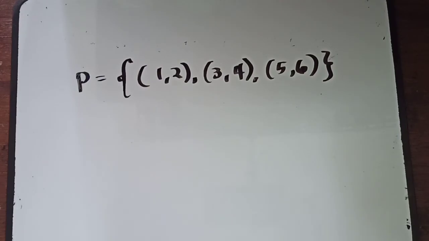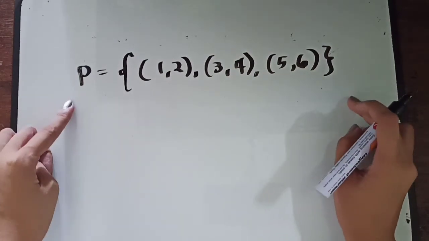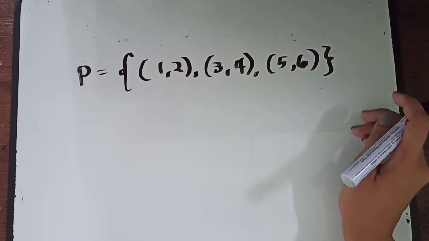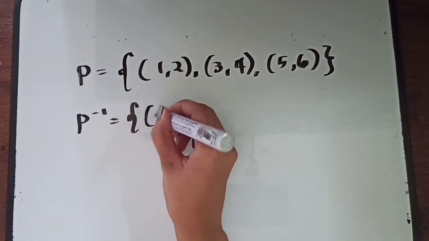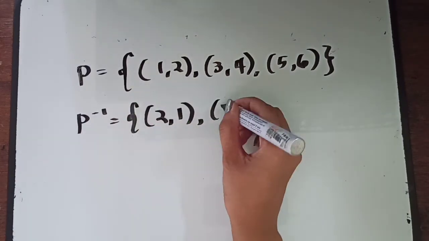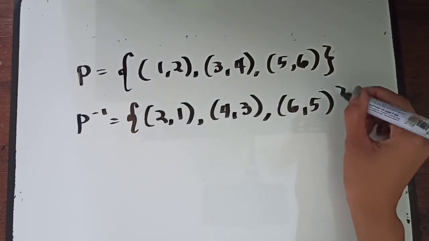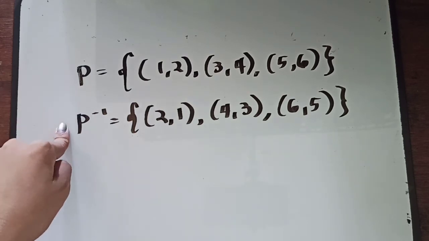Okay, so for example, P is equal to (1, 2), (3, 4), (5, 6). So, this is a set of ordered pairs and this is a function. So, bakit? Wala pong naulit na value ni x. So, what is the inverse of P? So, the inverse of P is equal to (2, 1), (4, 3), (6, 5). Okay? So, again, once na kinuha mo na yung inverse ng isang function, that is already inverse of a function.